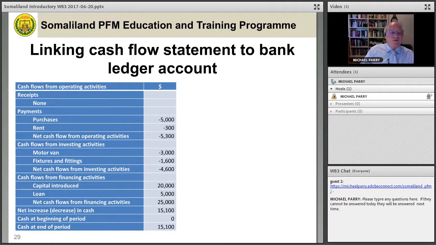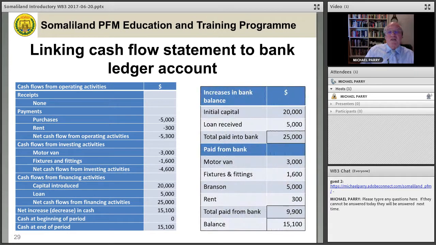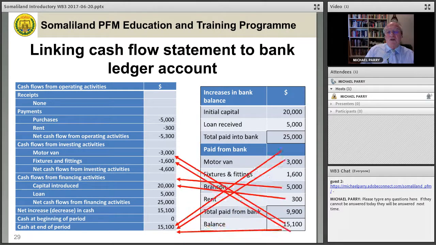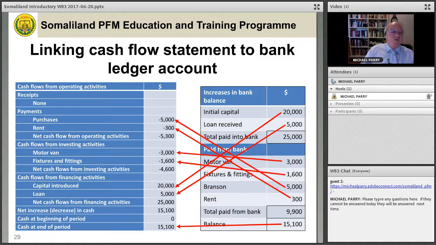I said that that's kind of derives from the ledger account. Again, we can see that if I use the statement format of the ledger account, because it's easy to show you, which we had earlier on, you can link that to all of the items in the cash flow statement. So again, it's just a matter of reorganizing the information into a standardized format.